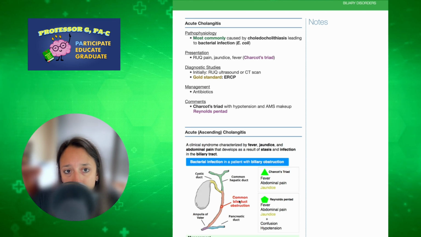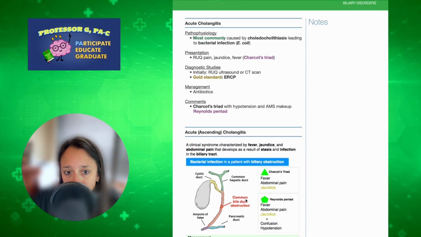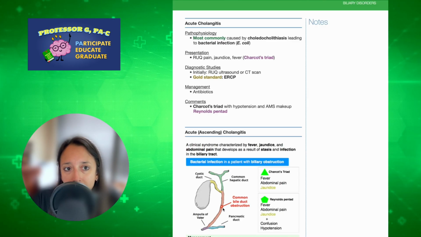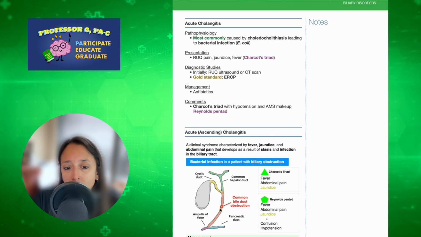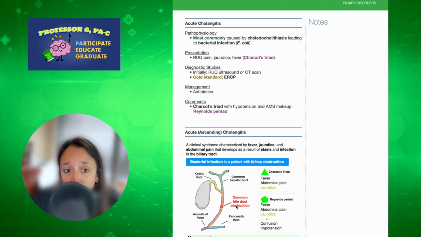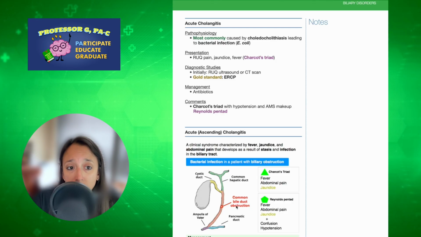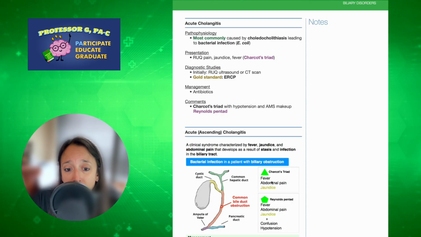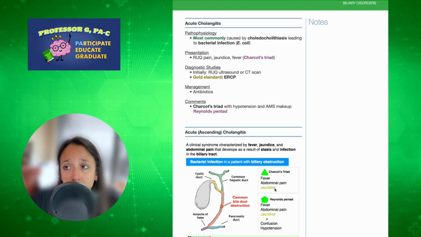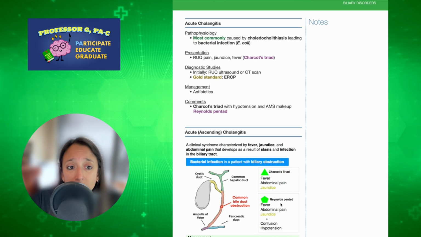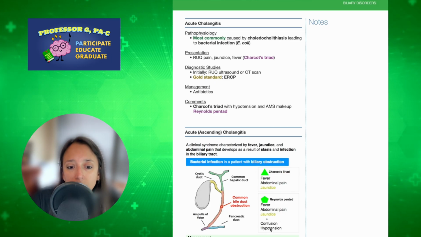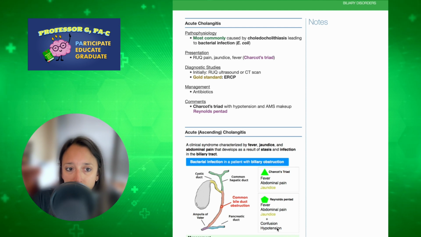So it's most commonly caused by choledocholithiasis, which is a gallstone within the duct, and it leads to a bacterial infection, most often E. coli. And so we're going to see either a Charcot's triad or a Reynolds pentad, which is worse. So Charcot's triad is going to be fever, abdominal pain, and jaundice. And make sure you look for this jaundice. Jaundice should not be there if it's just acute cholecystitis. As far as Reynolds pentad, it is those three, the same Charcot's triad, plus confusion and hypotension, which is worse.